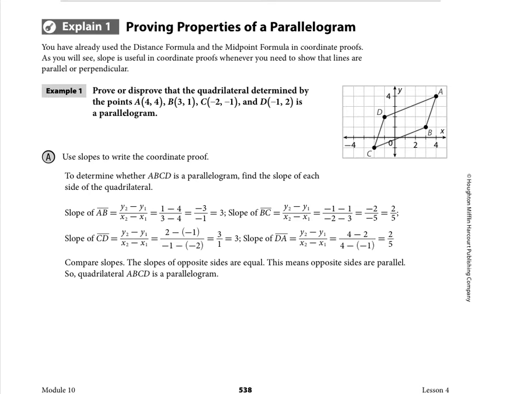So we've already used the distance formula and the midpoint formula in some of these problems that we've done in our evaluate sets. We're also going to be using slope again in this proof here.